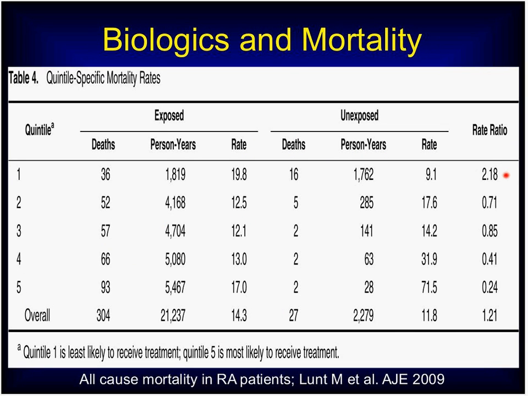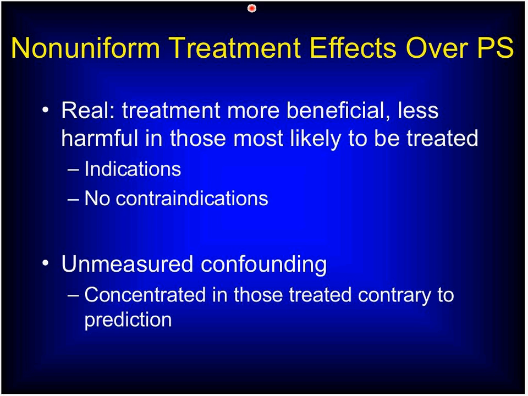And we saw the same or a similar thing in this study here, with rate ratios ranging from 2 to 0.24. Again, not absolutely, but quite monotonic. What do these non-uniform treatment effects over the propensity score and the observed treated contrary to prediction tell us? The non-uniform treatment effect could be real, so treatment could be more beneficial and less harmful in those most likely to be treated because they have all the indications and none of the contraindications.